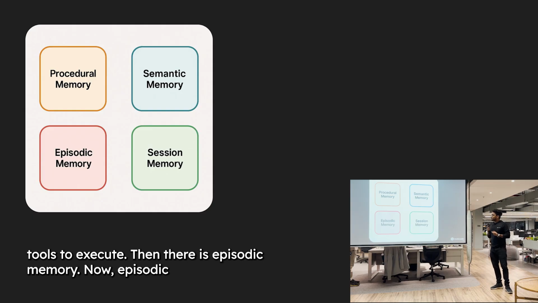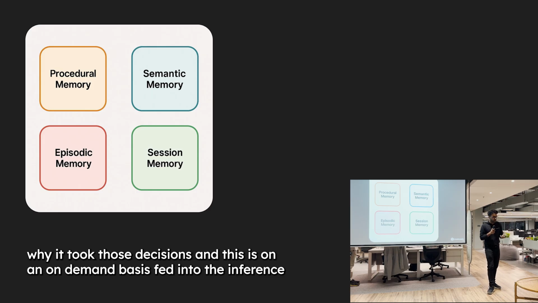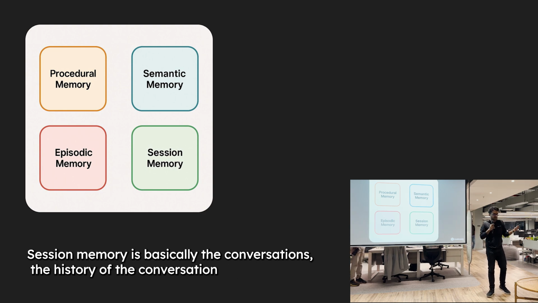Then there is episodic memory. Now, episodic memory purely focuses on prior decisions taken, what was the probability of those decisions, why it took those decisions, and this is on an on-demand basis fed into the inference pipeline as well. Then there is session memory. This is shared with RAG systems as well. Session memory is basically the conversations, the history of the conversation that happened.